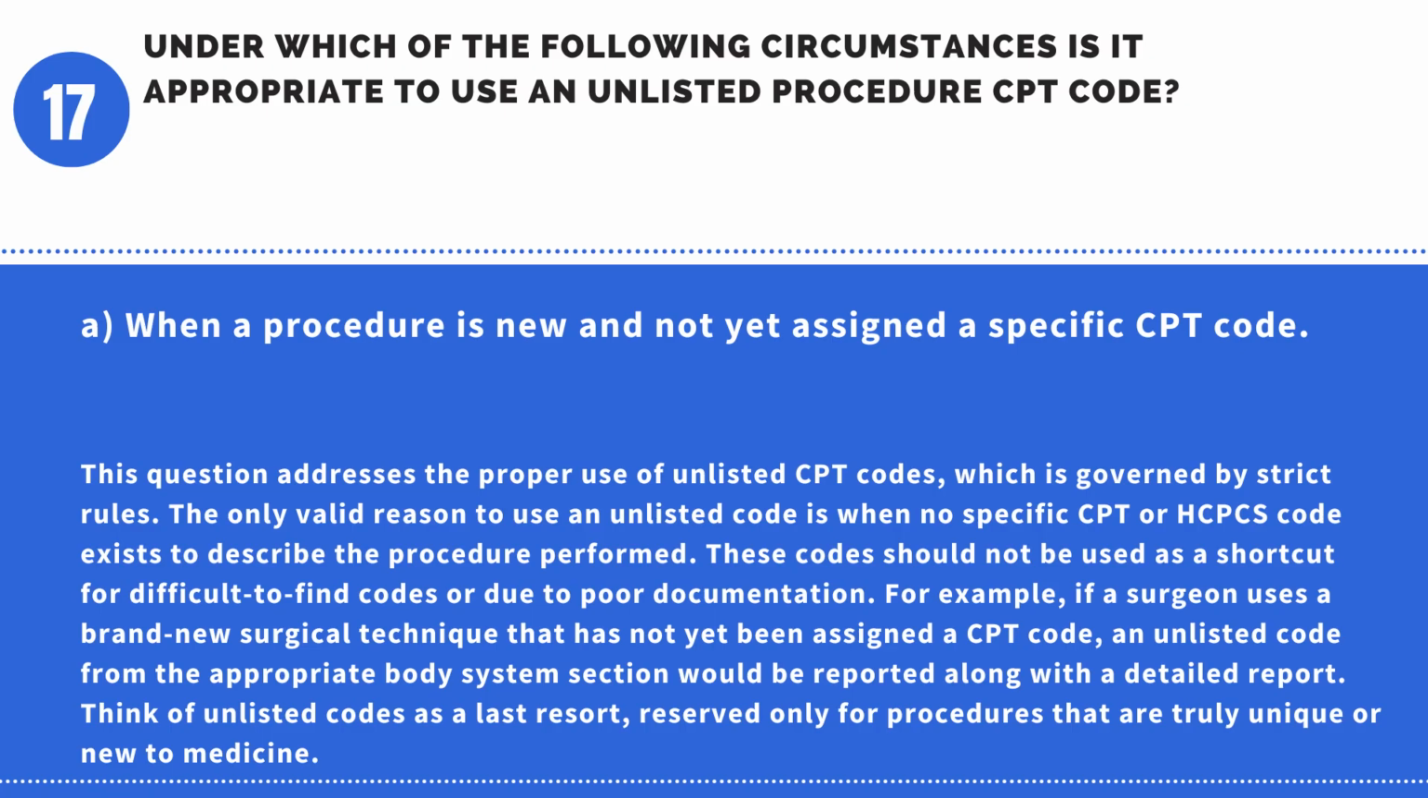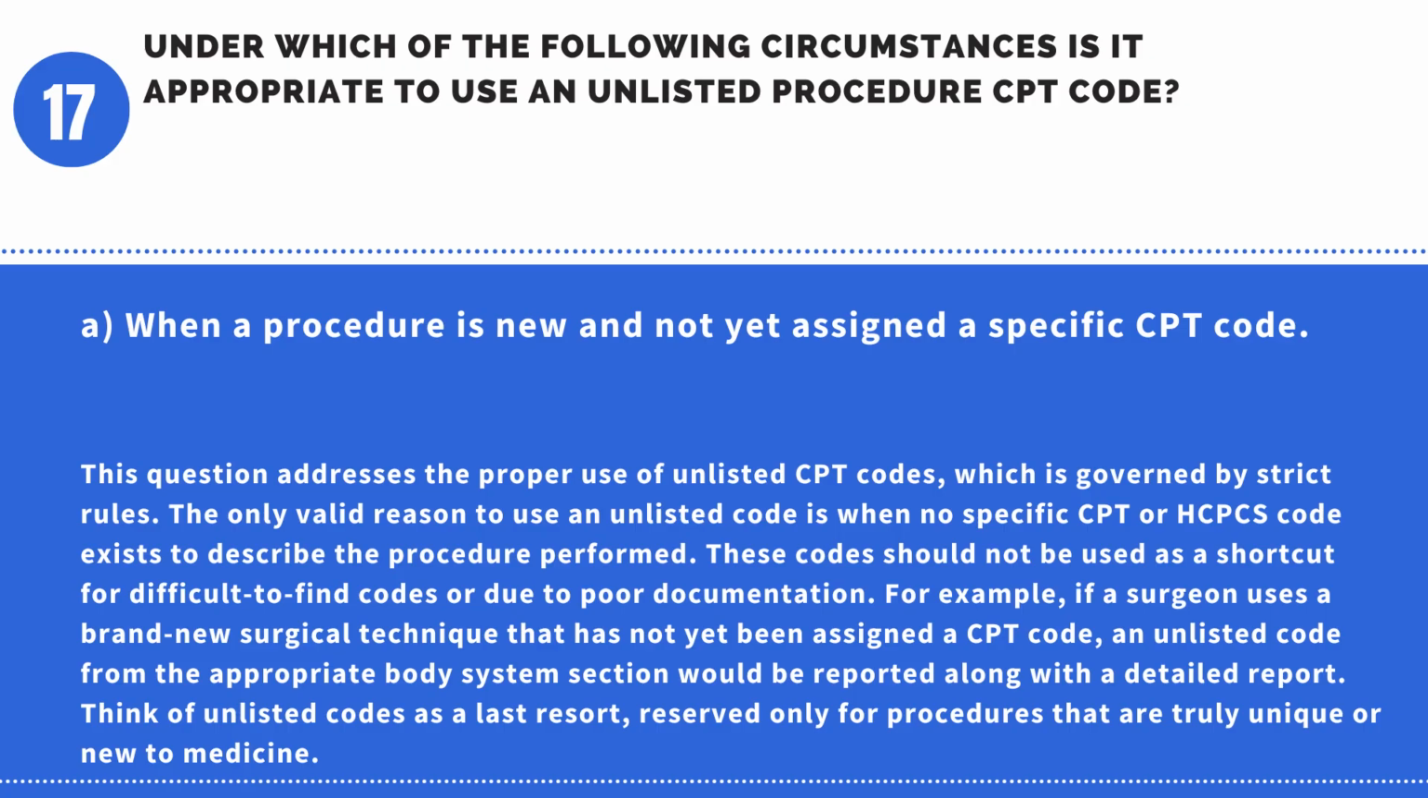Answer: A. When a procedure is new and not yet assigned a specific CPT code. This question addresses the proper use of unlisted CPT codes, which is governed by strict rules. The only valid reason to use an unlisted code is when no specific CPT or HCPCS code exists to describe the procedure performed. These codes should not be used as a shortcut for difficult-to-find codes or due to poor documentation.